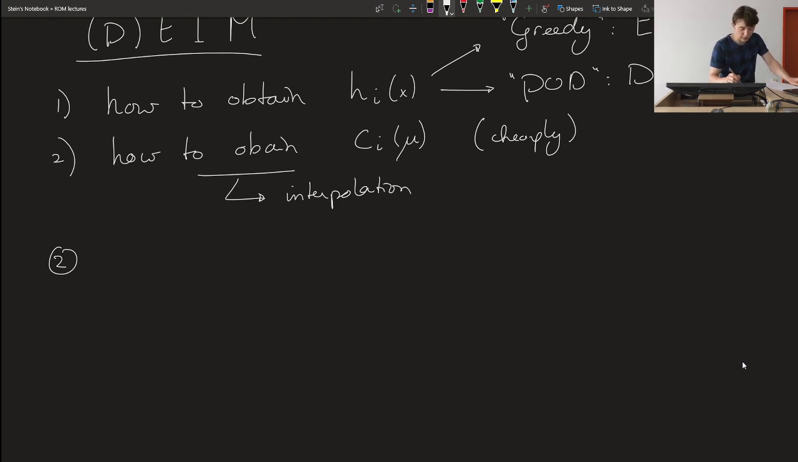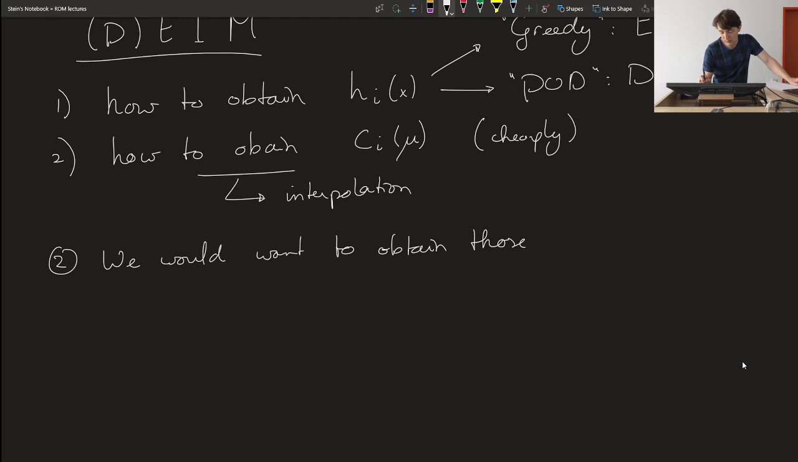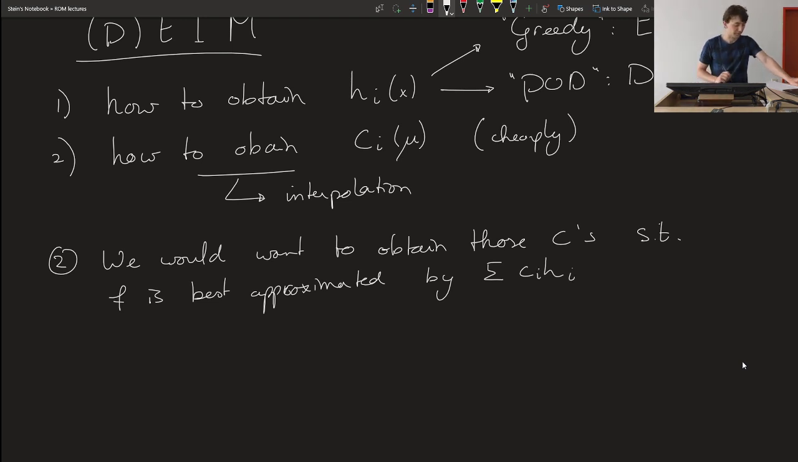And again, to summarize what I said before, in the best case scenario, we would want to obtain those C's such that F is best approximated by, well, that's sum over C and H's. And again, best, we typically measure that in some form of norm. However, that is not something we can do. That's going to be too expensive.